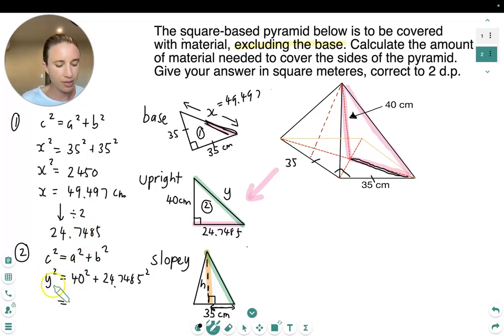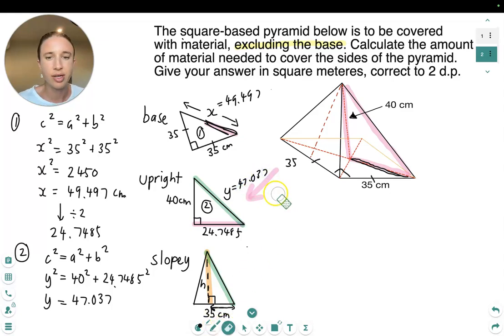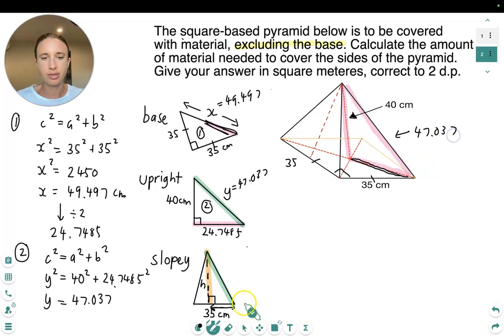So that's going to say Y equals 47.037. And I'm going to add that to my diagram, 47.037. Okay, so now we know this distance. So let's say 47.037.